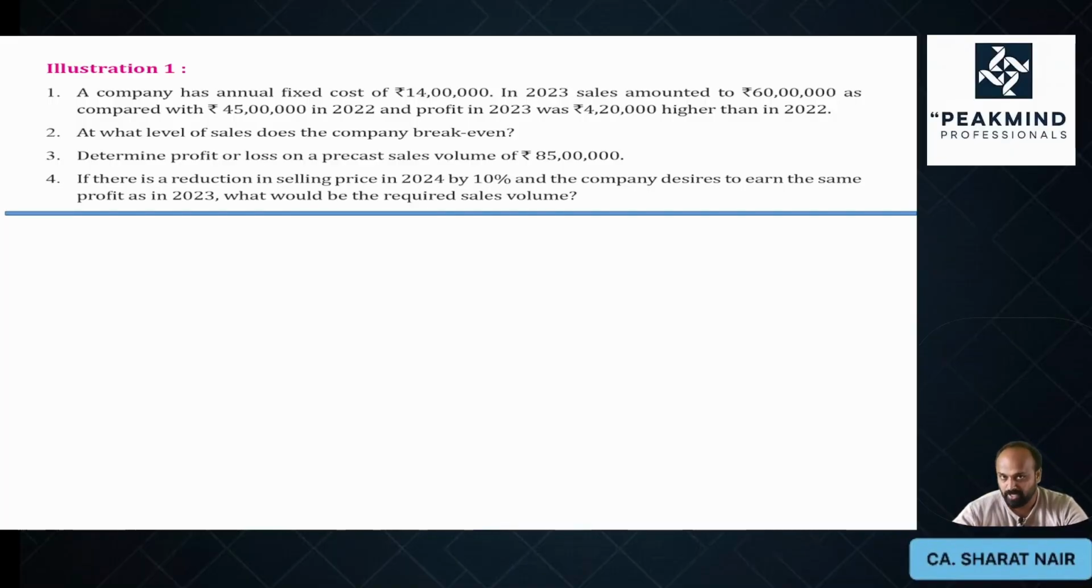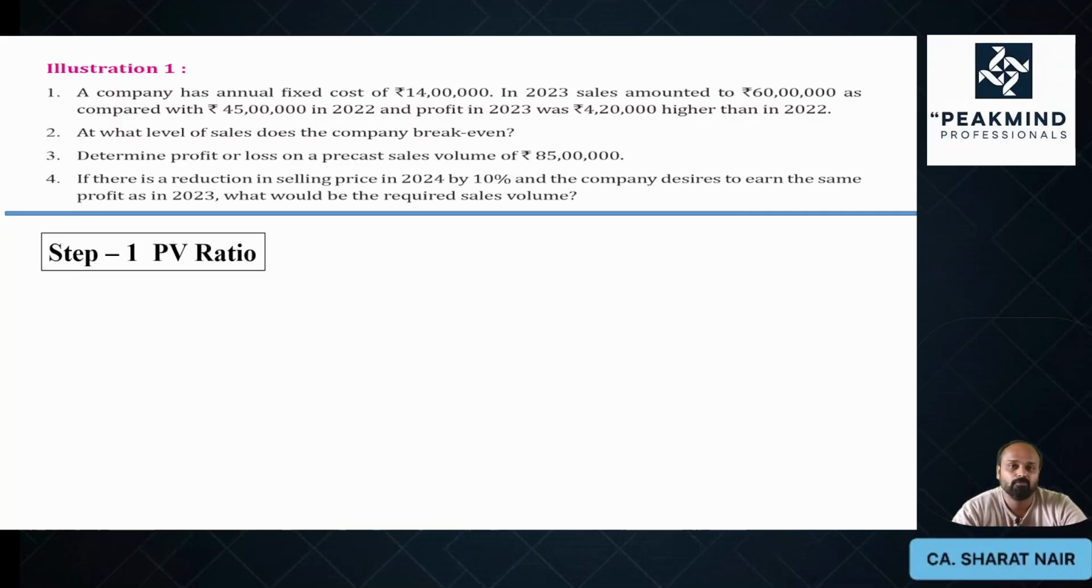First, to find the break-even point, I need to find the PV ratio. So let's first attack the PV ratio. The formula generally which we use is contribution by sales into 100. Here we cannot follow that formula for the reason they have not mentioned the selling price and variable cost. So we have to look at the other formulas.